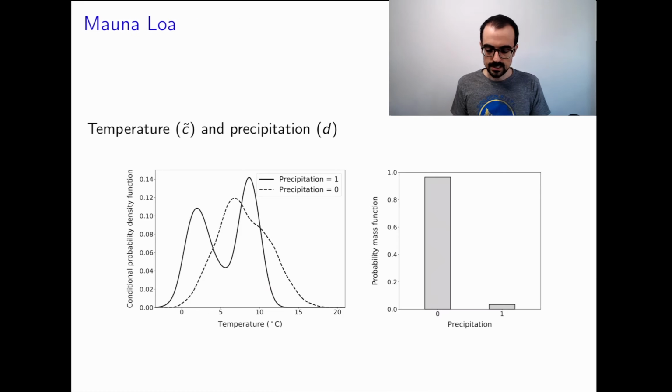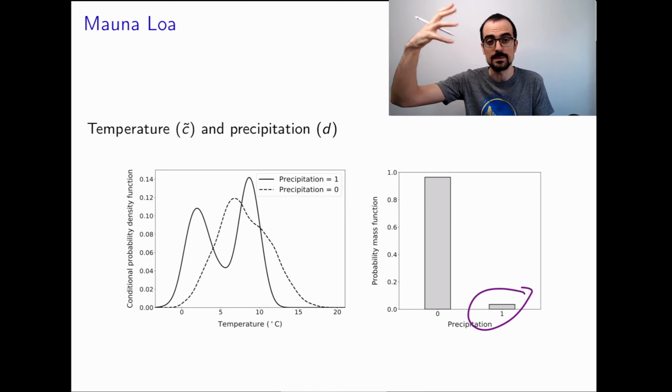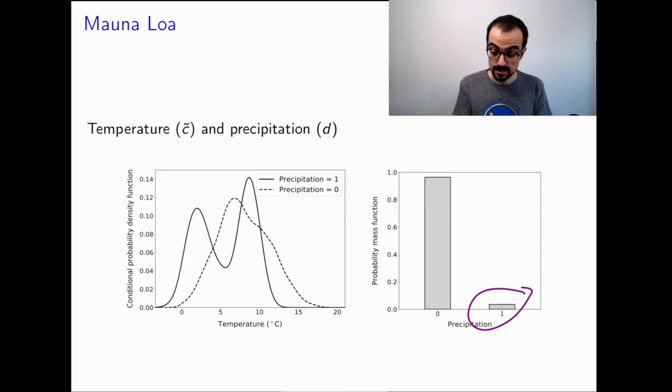Okay, so let's take a look at the example of the Mauna Loa volcano. I already showed you the conditional PDFs when we had precipitation and when we did not have precipitation. Now it turns out that it doesn't actually rain much. I'm surprised because I know that in Hawaii it rains a lot, but this is at a very high altitude. So maybe because of the altitude, it actually snows or rains very, very rarely. I think that's like 3% of the time.